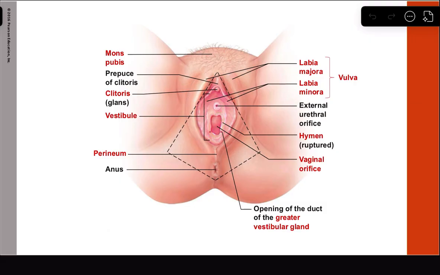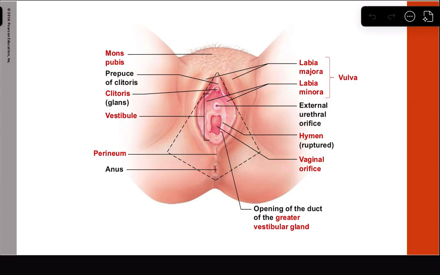So next we have what is called the clitoris. This is going to be a very small mass of erectile tissue located where the labia minora meet anteriorly. And this is going to be homologous to the male penis, right? This contains erectile tissue and is a major site of sexual stimulation, right? And it will engorge with blood similarly to what we see with the male penis during sexual excitement. Okay.